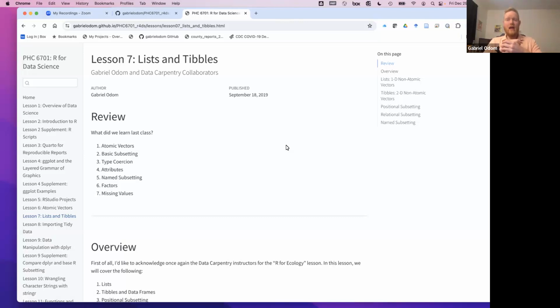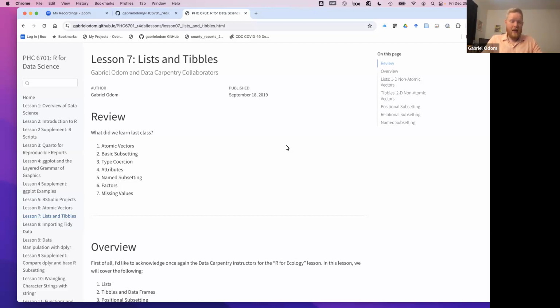So non-atomic vectors are atomic vectors, but not atomic. That's why they're non-atomic. Basically, they're just everything else, all of the other vectors. They're just ordered collections of elements. They don't have the restriction that all of the elements have to have the same class. Atomic vectors all have to have the same class. That's what makes them atomic. Non-atomic just don't have that restriction. We've already seen some very common examples of non-atomic vectors, and that would be lists and also tibbles.